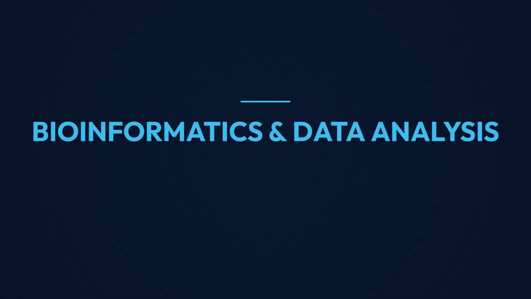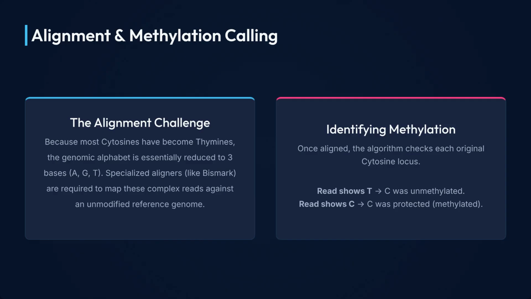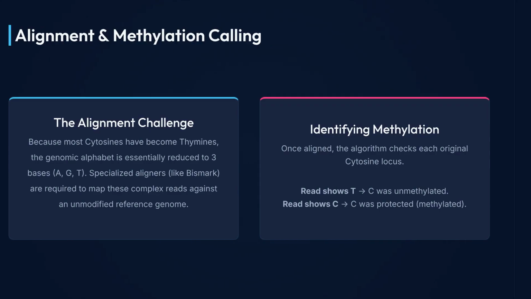The final major step is bioinformatics and data analysis, which focuses on decoding the bisulfite-converted sequence to accurately map methylation patterns. Aligning reads after bisulfite conversion is challenging because most cytosines have become thymines, reducing the genome to a 3-base alphabet. Specialized aligners, like Bismark, are used to map these complex reads.